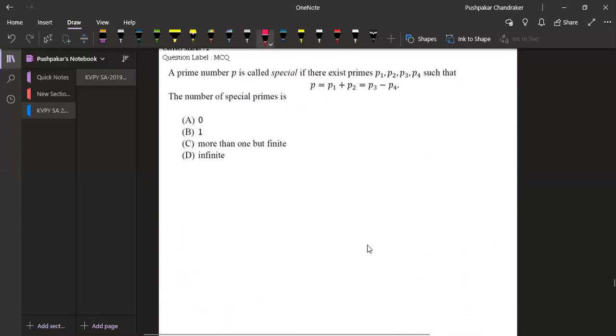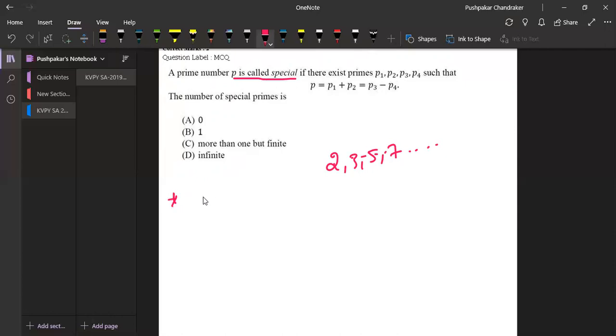Question number 64. They are told a prime number p is called special if there exist primes something like this. So they have not mentioned here whether they are distinct primes or the sums are equal. When such is the case, you have to consider all possible cases always, including where the sum can be equal also. Now, the special feature of prime numbers is that 2 is the only even prime and all the rest of the primes are odd.